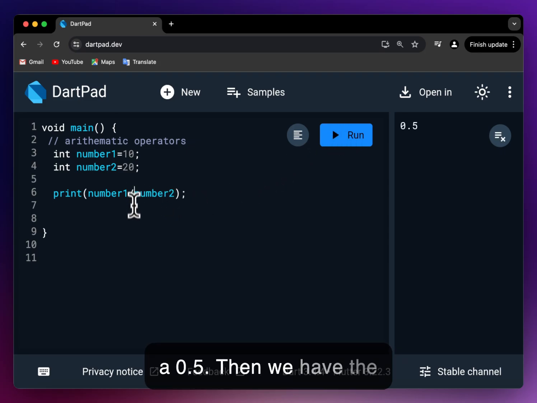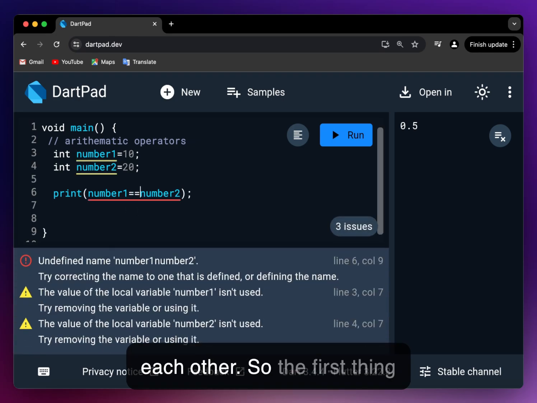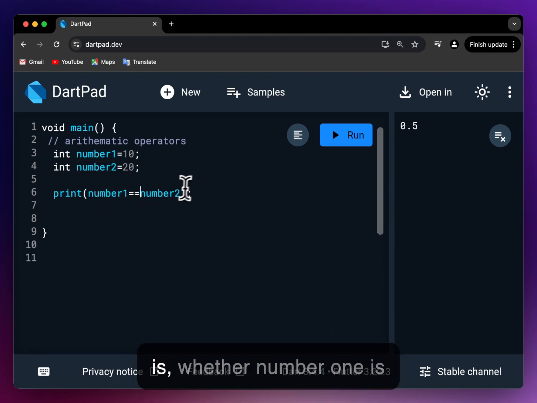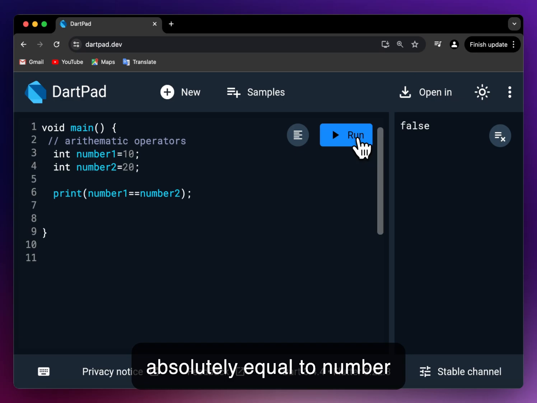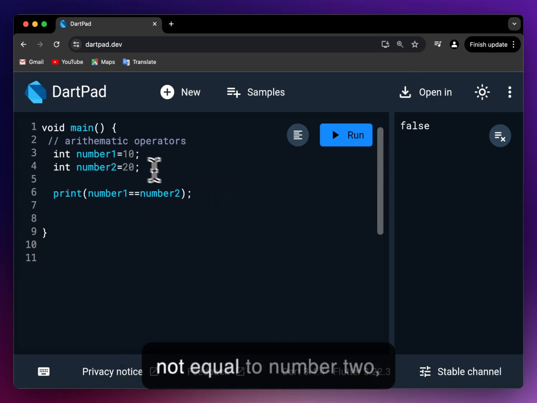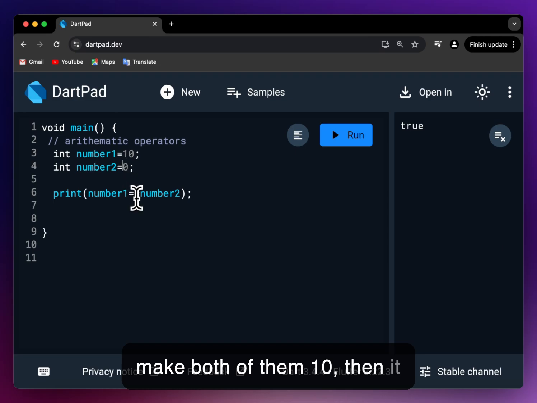Then we have the relational operators, which represent how these two numbers are in relevance to each other. So the first thing is whether number 1 is absolutely equal to number 2. So it says number 1 is not equal to number 2, which makes sense because 10 is not equal to 20. If I make both of them 10, then it works.